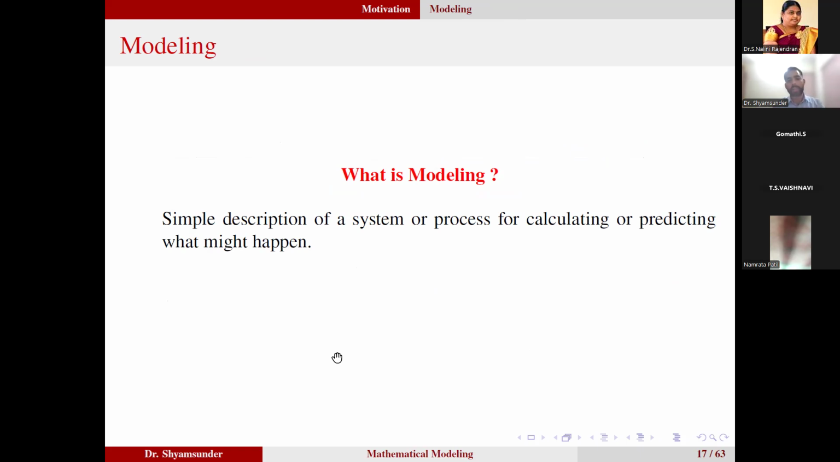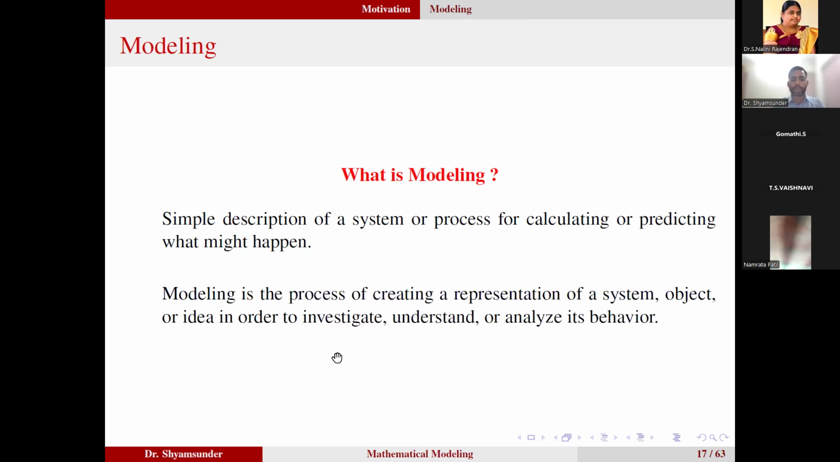Next we go to mathematical modeling compared to modeling. Firstly, a simple description of how to calculate and make predictions, take assumptions, and get results. That is known as modeling. Modeling is the process of creating a representation of a system, object, or idea in order to investigate, understand, and analyze its behavior. How to collect the observations, then implementation, interpretation, and conclusion.